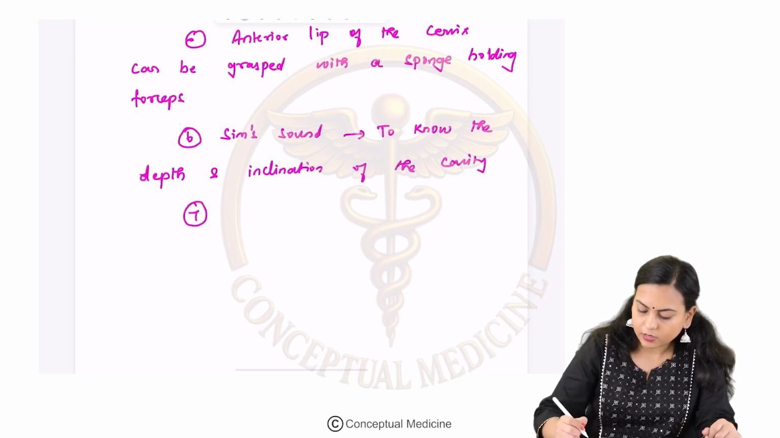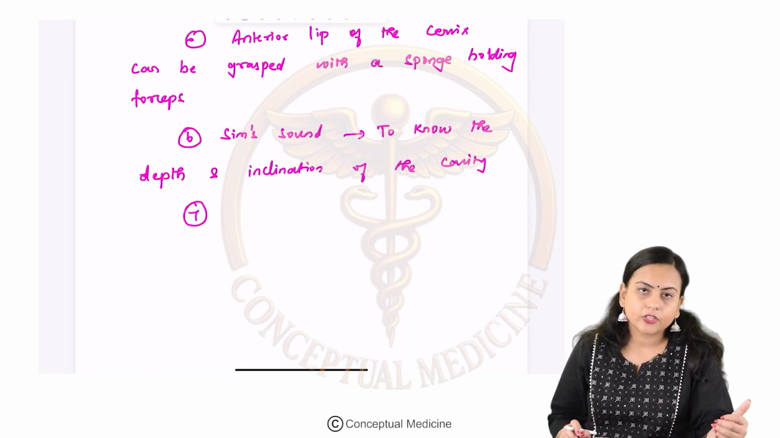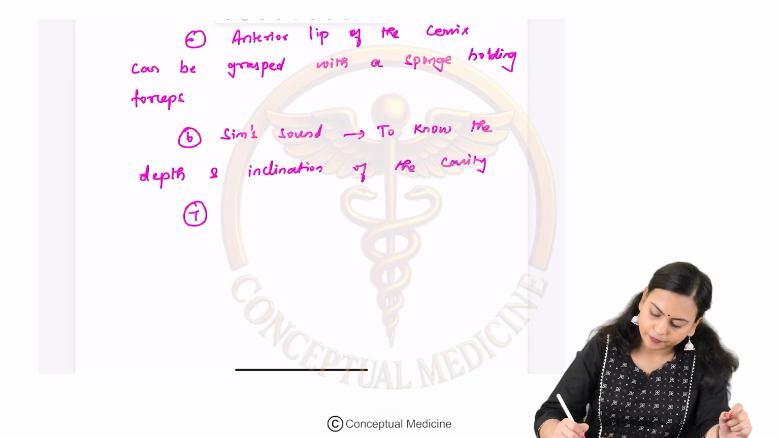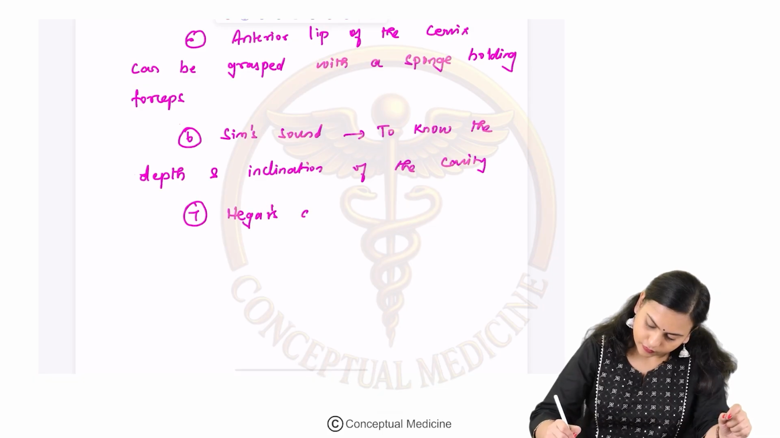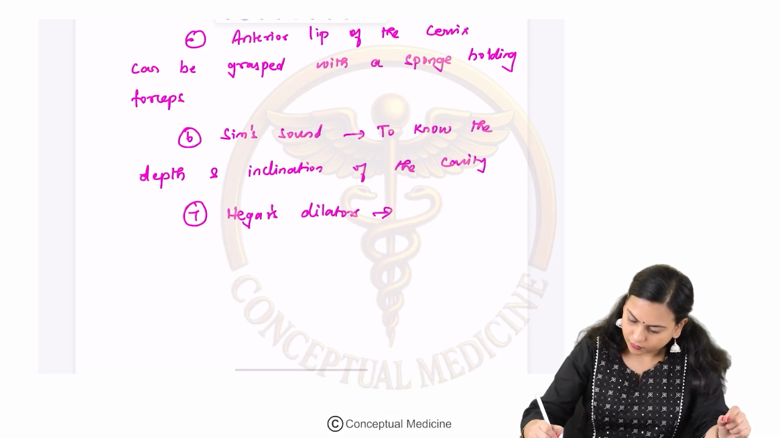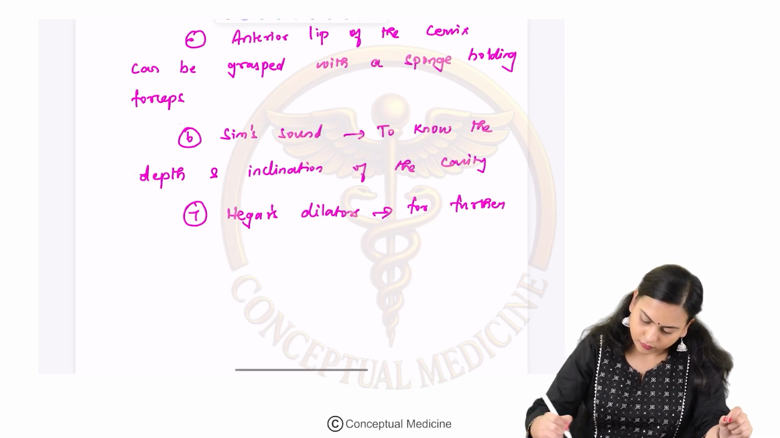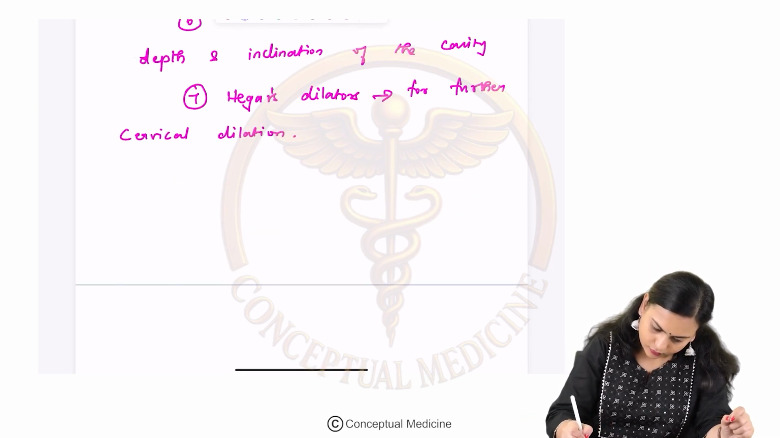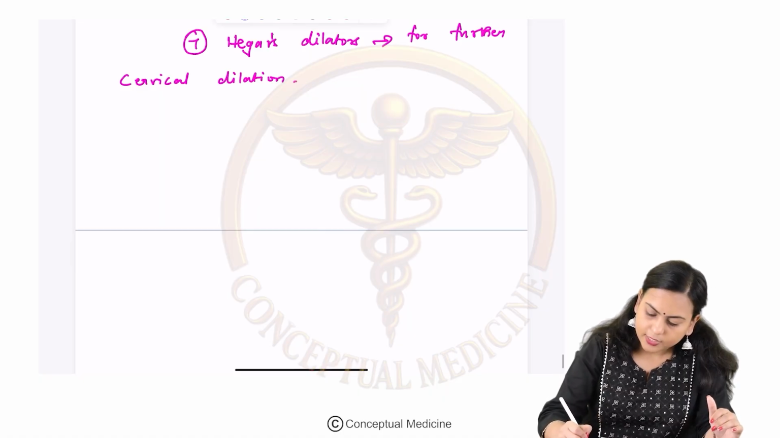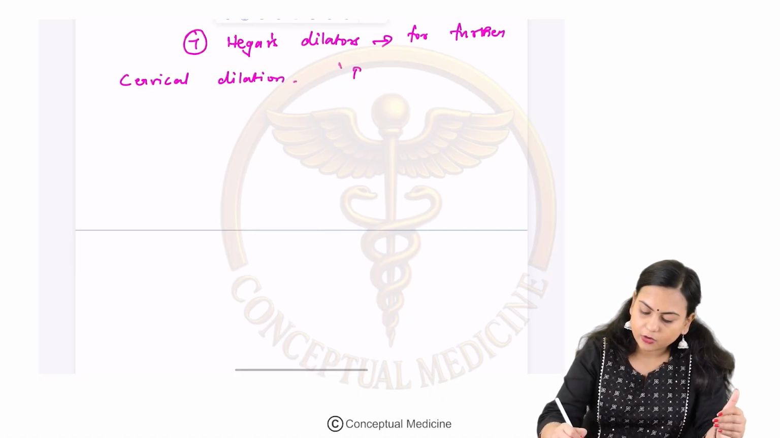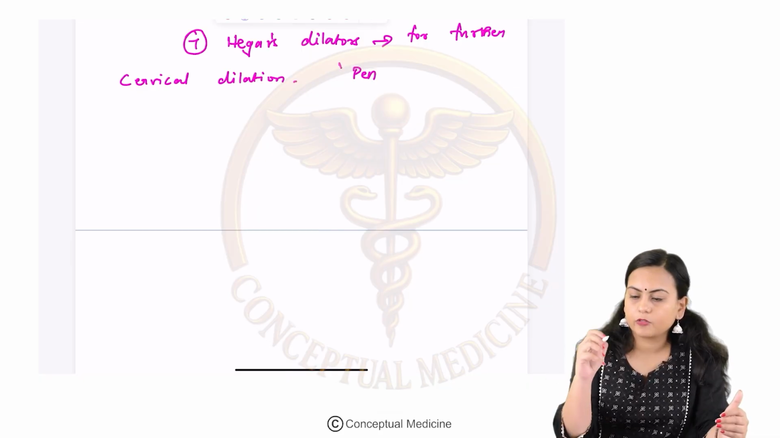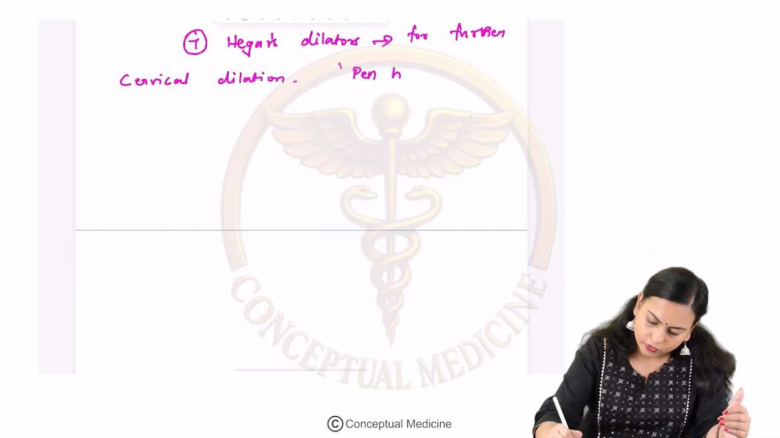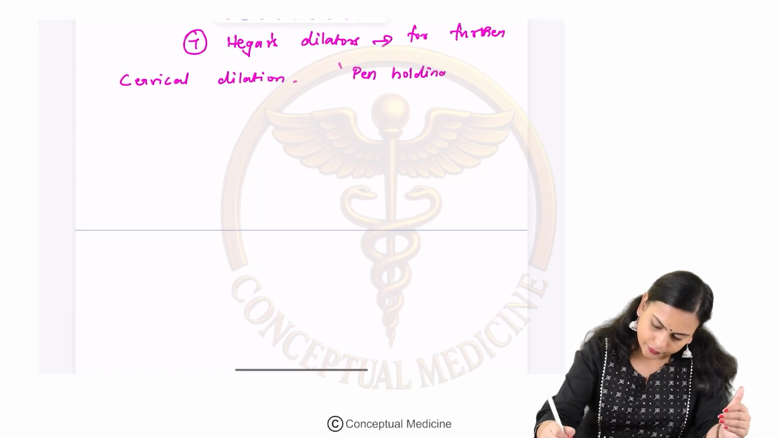Then, if further cervical dilatation is needed, we can dilate the cervix by using Hegar's dilators. Okay. Mostly Hegar's dilators should be held like how you hold your pen. Okay, just like this. So it is known as the pen holding method.